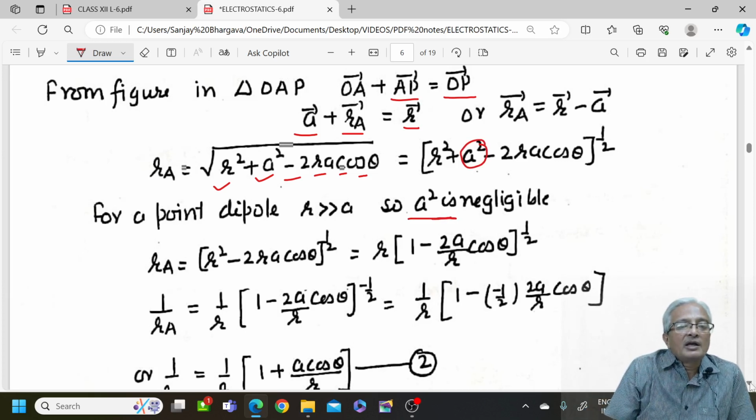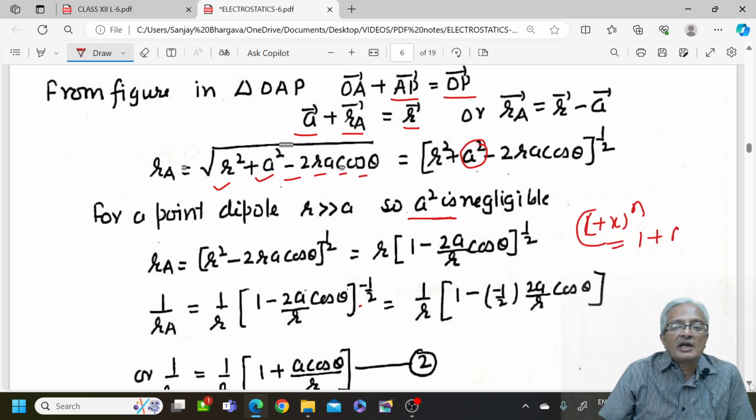Now 1 upon RA would be equal to 1 upon R, 1 minus 2A cos theta upon R, power minus half. Using binomial expansion, 1 plus x power n is equal to 1 plus n times x. Using that, I get the equation 1 minus half, that is n times x, where x is 2A cos theta upon R.